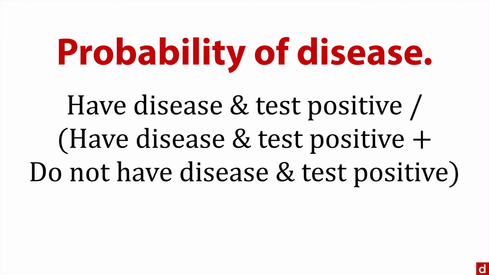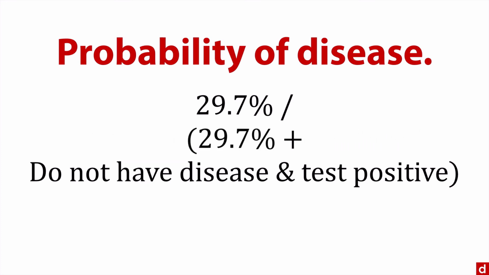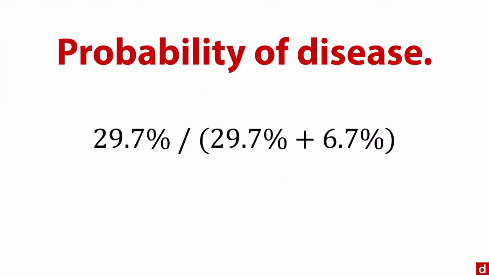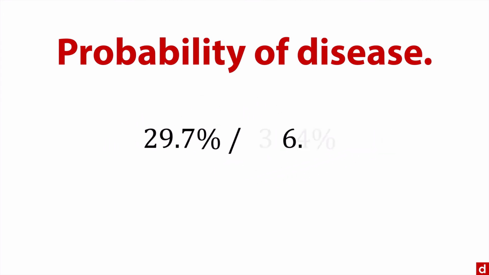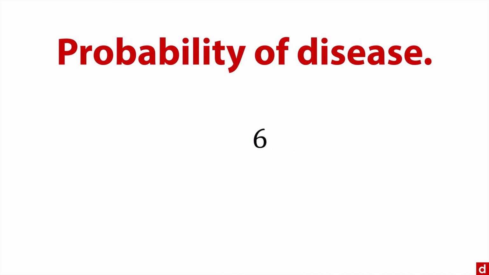Those who have the disease and test positive, that's 29.7% of the total population of everybody. We can also put that number right here. That's fine. But we also need to look at the percentage that do not have the disease and test positive of the total population. That's 6.7%. So we just need to rearrange. We add those two numbers on the bottom. We get 36.4. And we do a little bit of division. And the number we get is 81.6%.